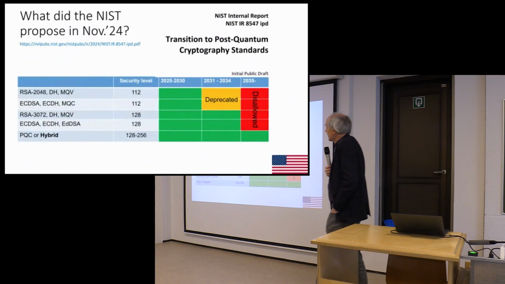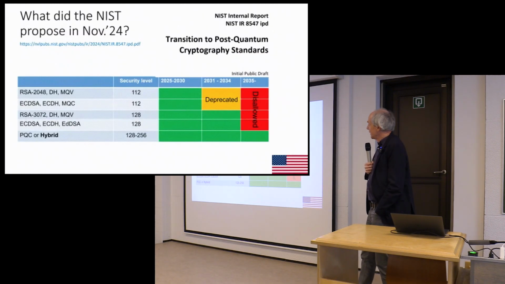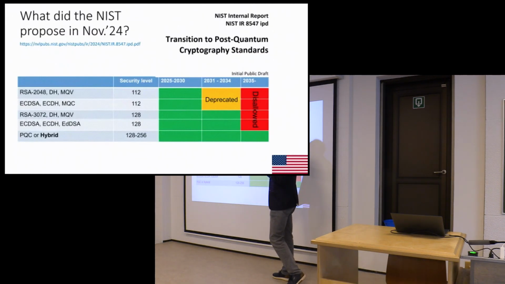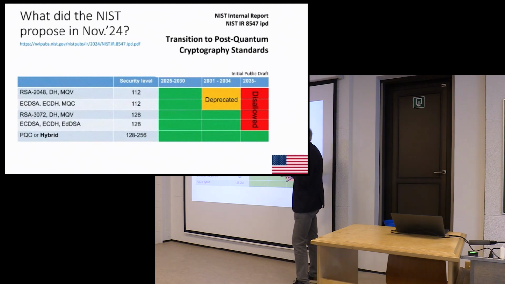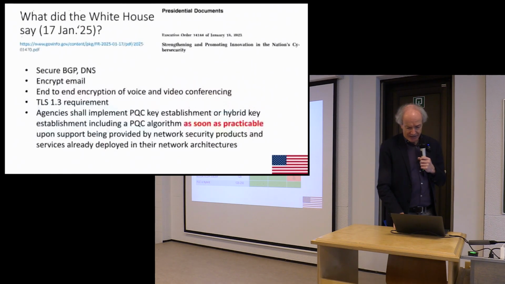NIST made a timeline, November 2024. They more or less said, if you have a low security level, you should upgrade within 5 years. If you have the higher security levels, RSA 2072 and so on, you should upgrade by 2035. And that's when you should be ready. This is what NIST did.